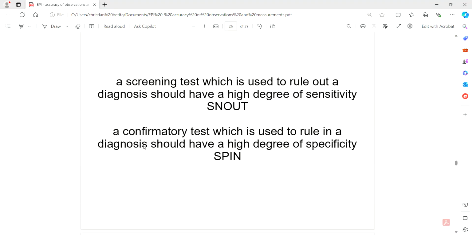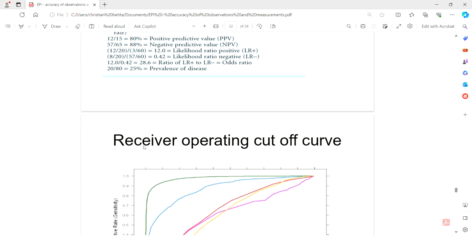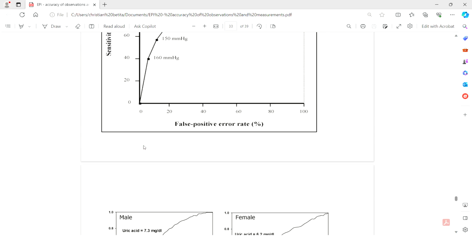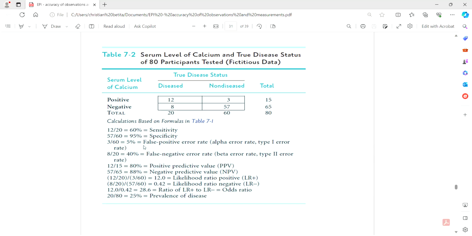Okay. So this is a good confirmatory test. So this is said to be, therefore, a good confirmatory test. Okay. Is this a good screening test? So the sensitivity is relatively high, so it's a good screening test. And the positive predictive value is quite high as well.